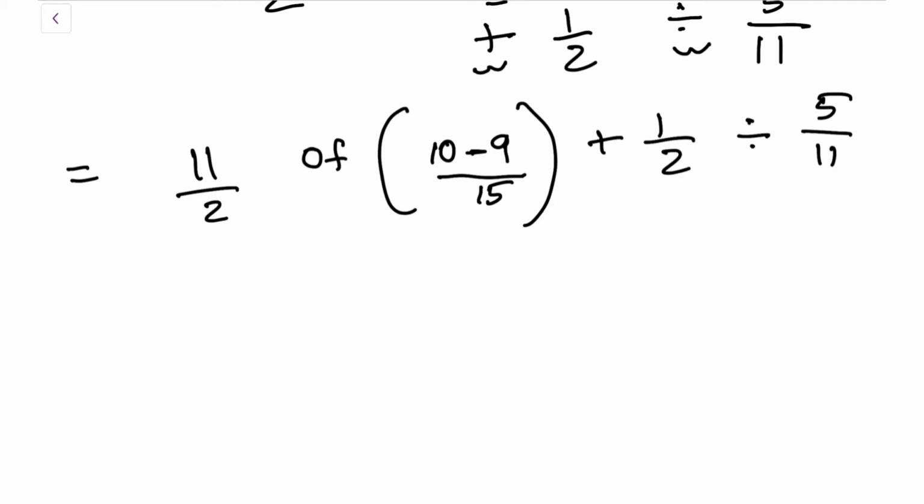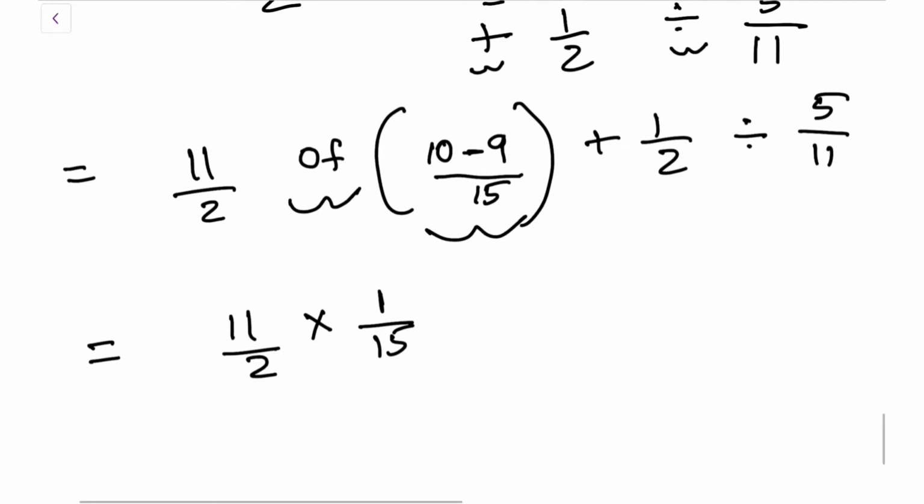Step 2 is to solve of. Remember, in BODMAS, O stands for of. Of stands for multiplication. So we solve this. Alright, so we do this. 11 by 2 into 1 by 15. Alright, this becomes 1 by 15. Keep everything else as it is. 1 by 2 divided by 5 by 11.